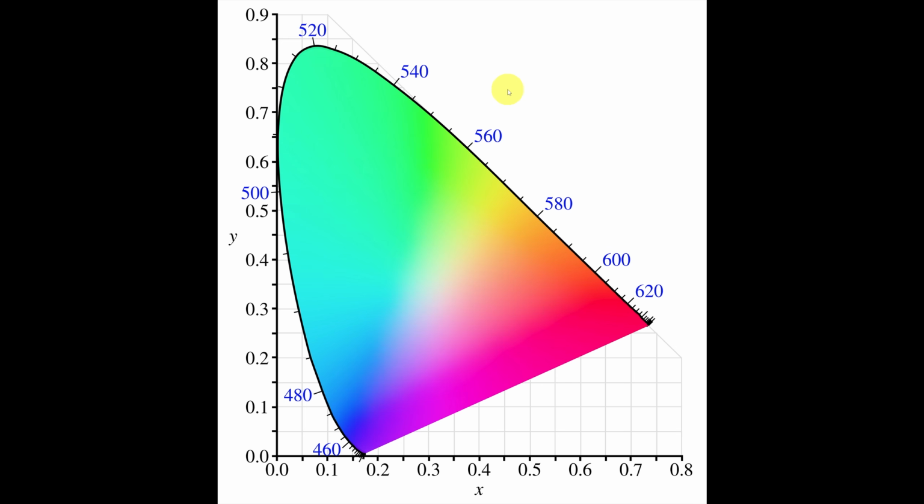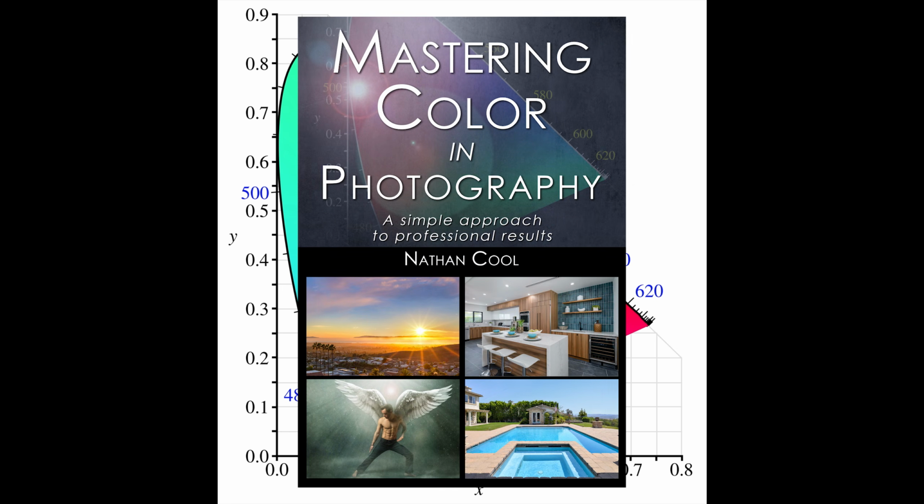Now, don't let this intimidate you with all these numbers. You may have seen diagrams like this if you were ever shopping for a color monitor. This particular chromaticity diagram basically shows what a normal human can see, the various ranges of color. I go into greater detail about this chromaticity diagram and how it relates to a lot of other factors in my book, Mastering Color in Photography.